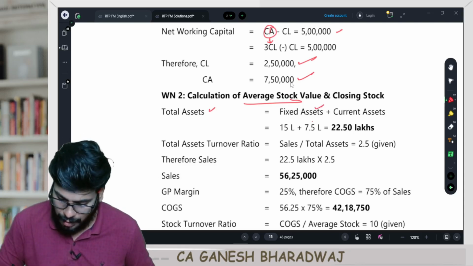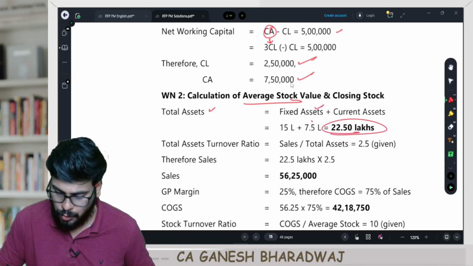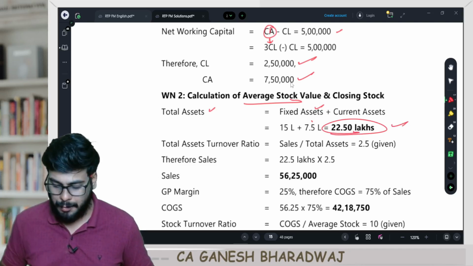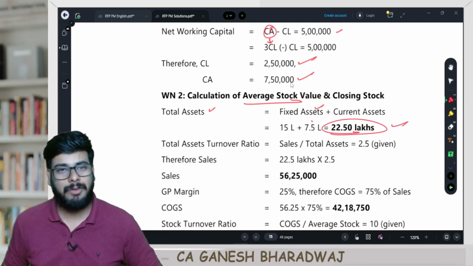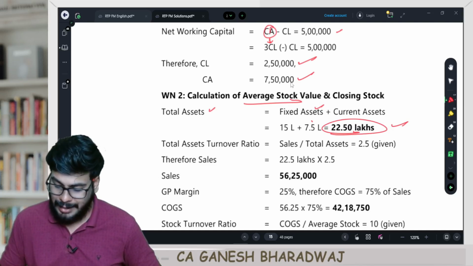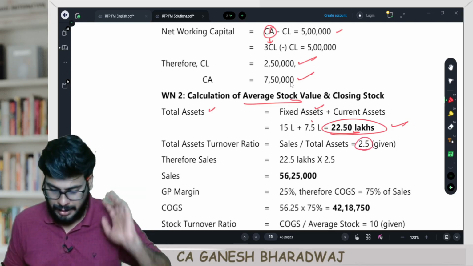Current assets we just calculated as 7.5 lakhs. If you add the two, the total assets is going to be 22.5 lakhs. The asset turnover ratio is given, right? So asset turnover ratio is 2.5 times. It's given in the question.